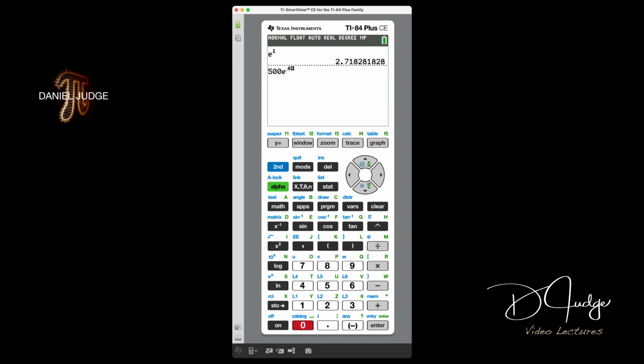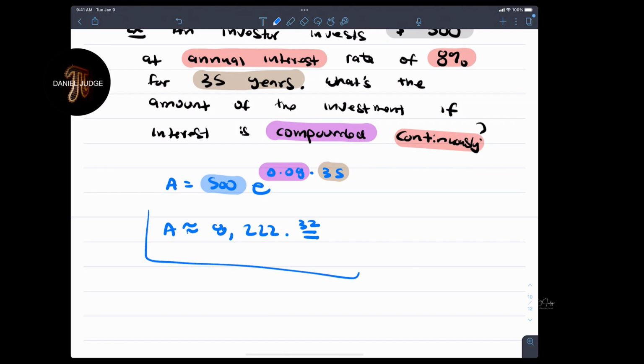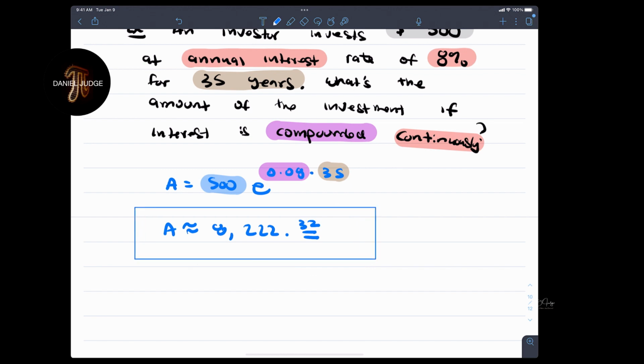The rate is 0.08 times that 35. 8% times 35. So this is what you end up getting, ladies and gentlemen. If you can actually get paid interest continuously, not every minute, not every second, but continuously, you would get $8,222.32. You always approximate money to the nearest penny, because if you get a check, you want it to the nearest penny.